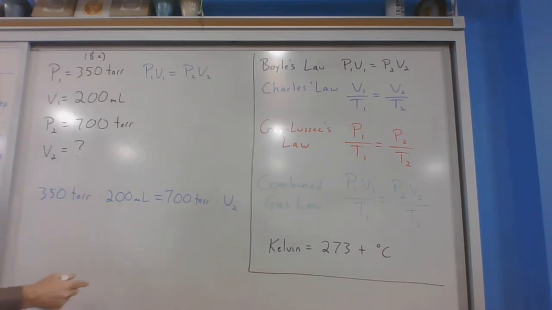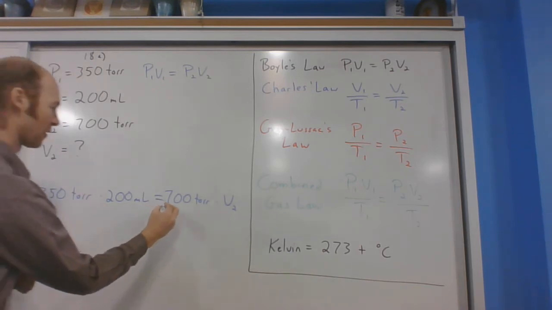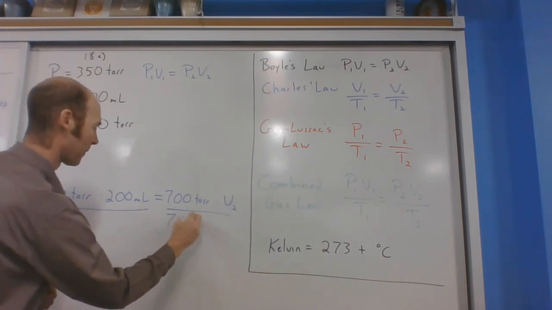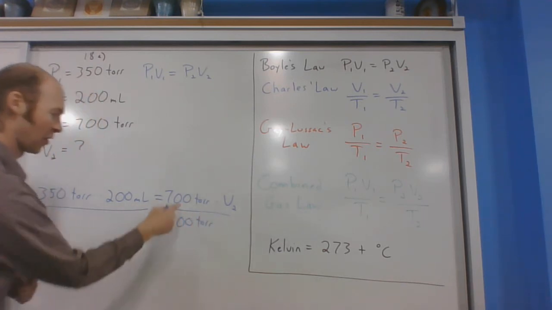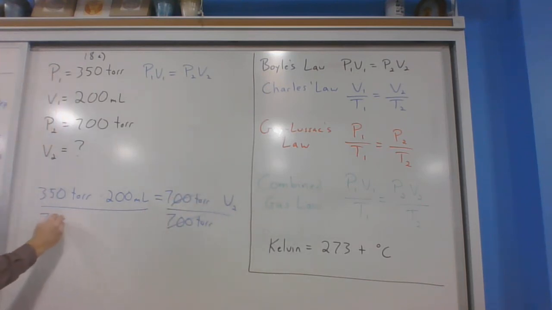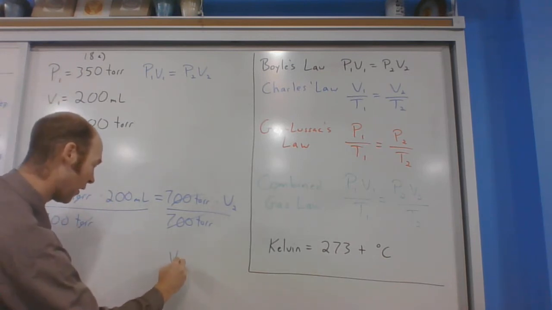So, how do we get rid of a number like that? Let's divide both sides by 700 torr. Something divided by itself cancels right out. And hey, the units have to work out too. Torr divided by torr cancels. And here we go. 350 times 200 milliliters divided by 700. We're going to figure out what the new volume is.